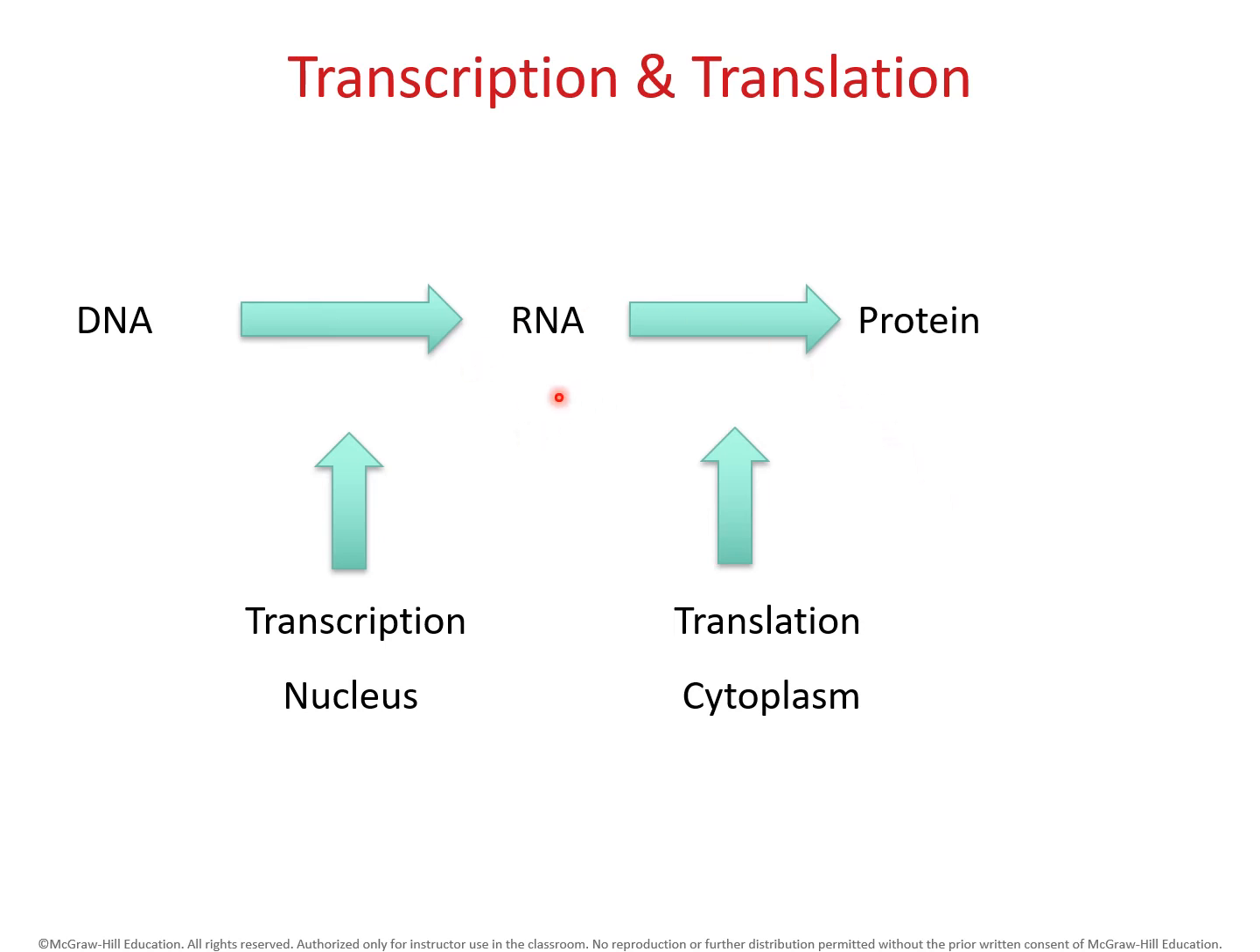Here's just a brief schematic that I drew of this. Important to know: DNA to RNA to protein. Transcription is occurring here. This is where RNA is transcribing or copying DNA. It's happening in the nucleus. Translation is the process by which RNA is going to translate the genetic code into protein. And this is happening in the cytoplasm.